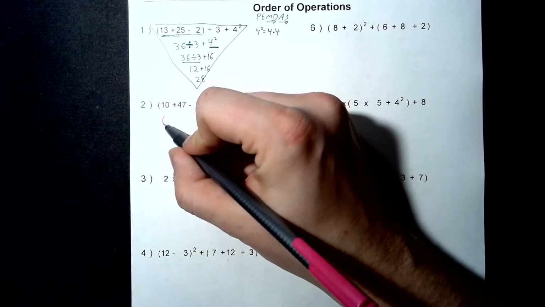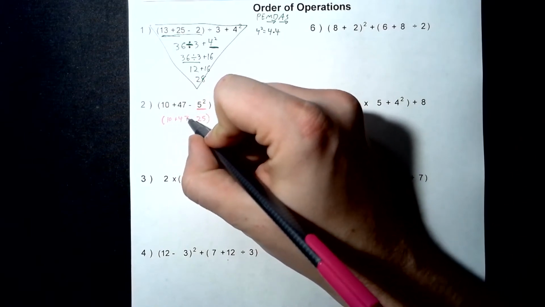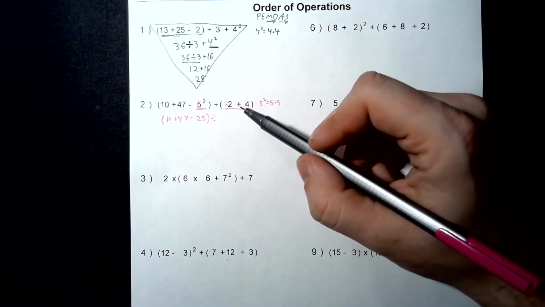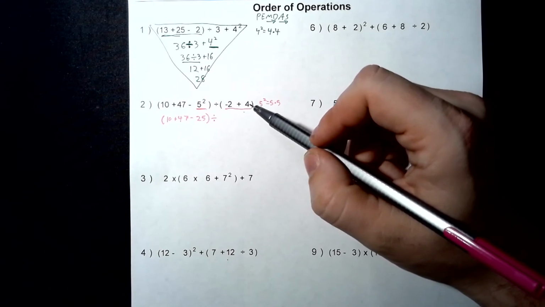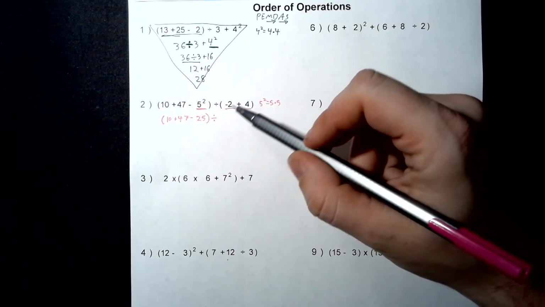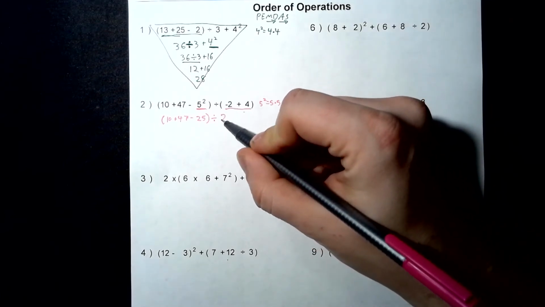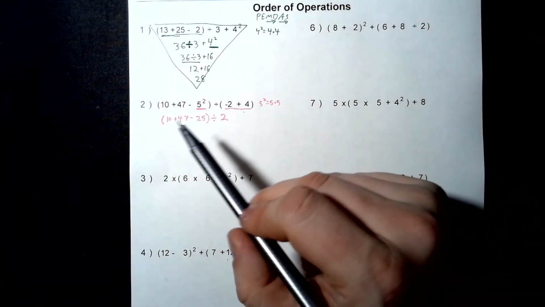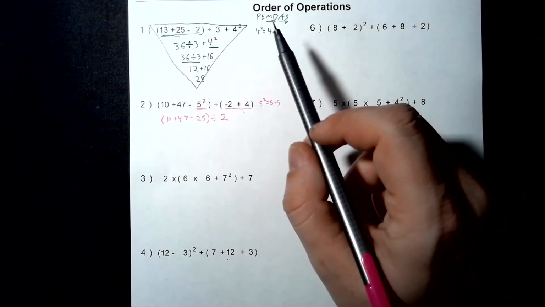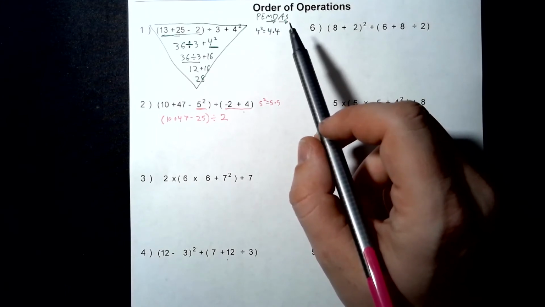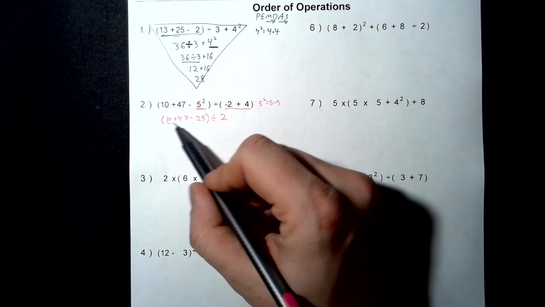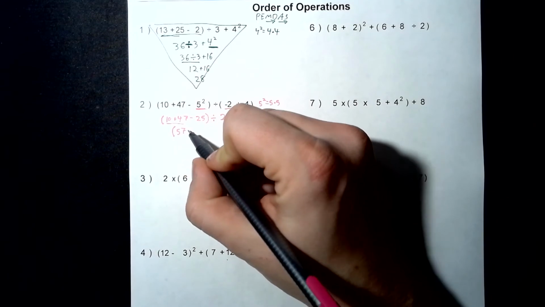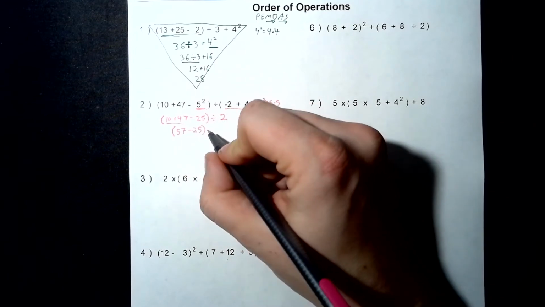And we still have 10 plus 47 minus that 25 divided by negative 2 plus 4. If you wanted to, you can use the commutative property to rearrange that and do 4 minus 2 instead, which should give me 2. From here, the second step we're going to do is within our parentheses, we will do addition or subtraction, whatever comes first, going from left to right. Addition seems to come first. We'll do 10 plus 47. That gives me 57 minus 25 divided by 2.